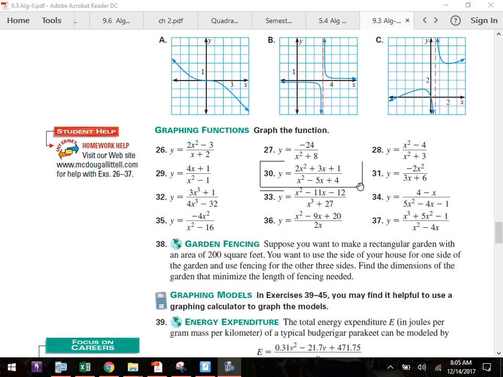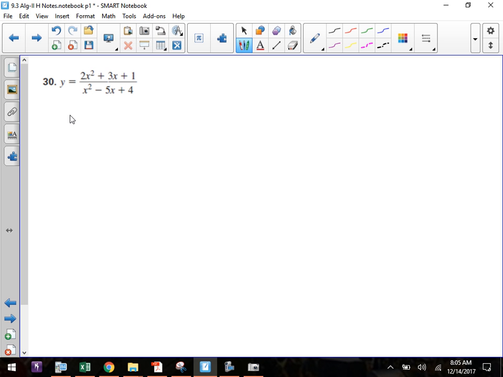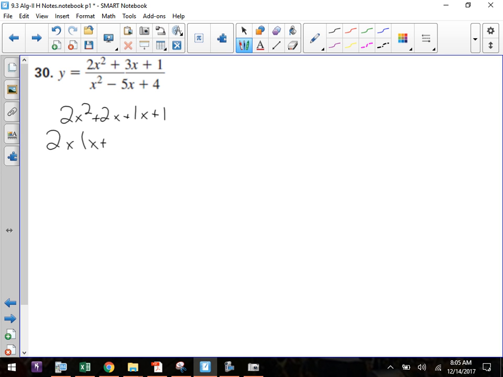Okay. What times what is 2 and you add together to get 3? 2 and 1, right? Very good. So the way you said it is, yes, it's 2 and 1. So you have 2x squared plus 2x plus 1x plus 1, which gives you 2x, x plus 1. So you have 2x plus 1 and x plus 1 for your numerator. What times what is 4 and you add together to get -5? -4, -1.